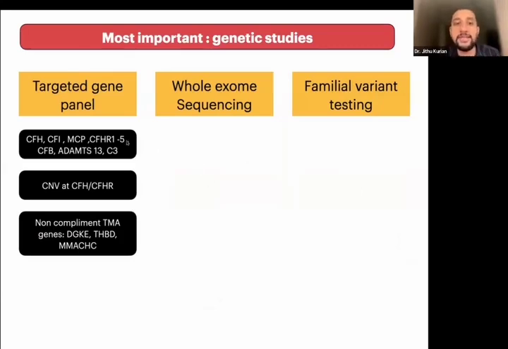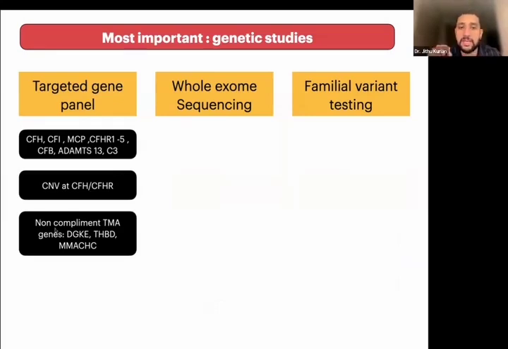So how do you do the genetic studies? You can do a targeted gene panel. You have about 13 genes like CFH, CFI, MCP, then the CFHR regulatory genes, CFB, ADAMTS13, C3. Then you have CFH and CFHR deletions and duplications, which are not really picked up in a targeted gene panel. Then you have the non-complement genes.